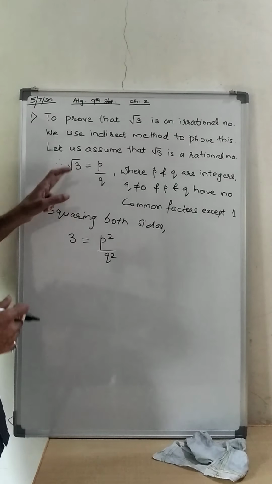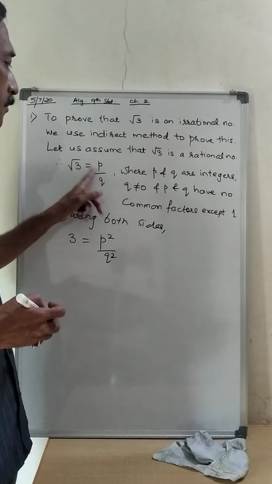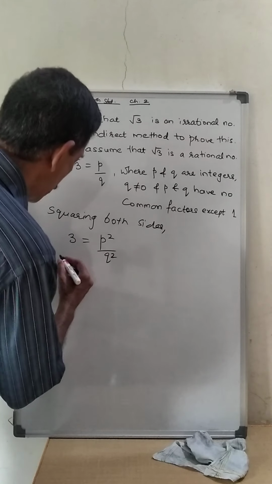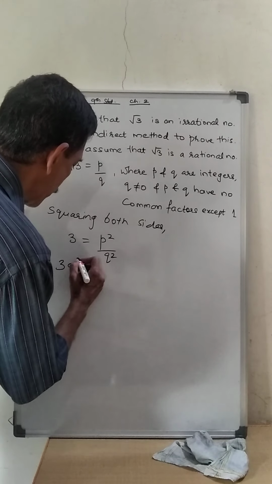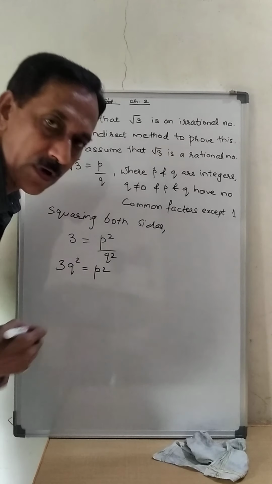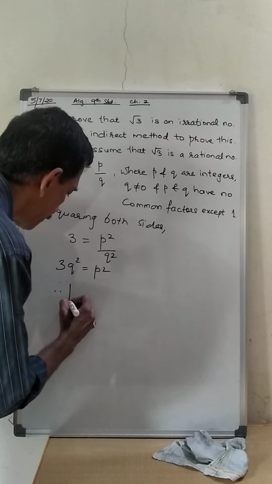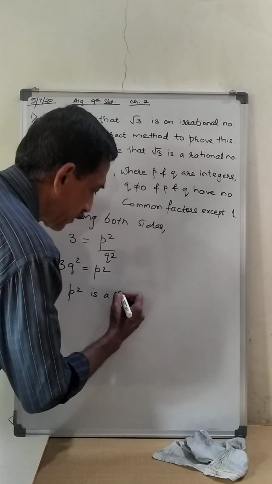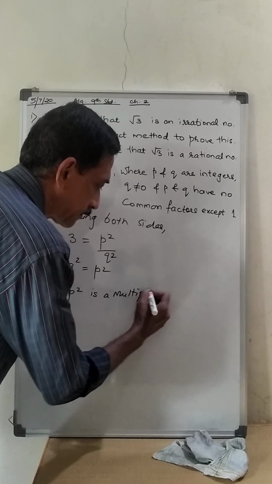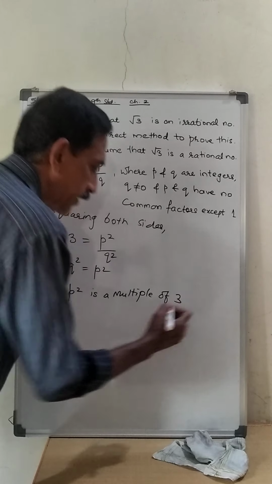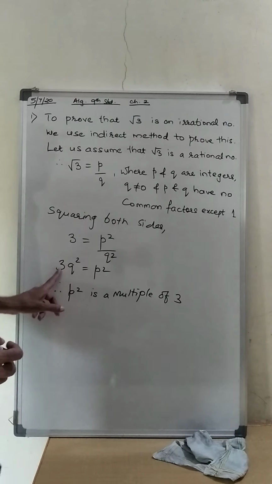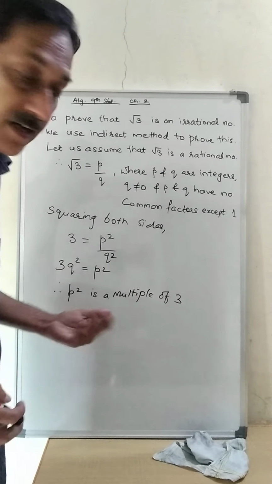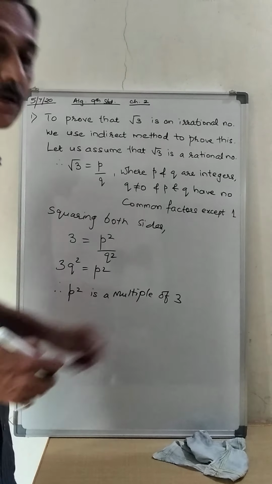We square both sides. So root 3 square is 3, and P square upon Q square. We take Q square this side. So we get 3Q square is equal to P square. So therefore P square is a multiple of 3, because P square is equal to 3Q square. So P square is a multiple of 3, right? Because it is equal to 3 into something.